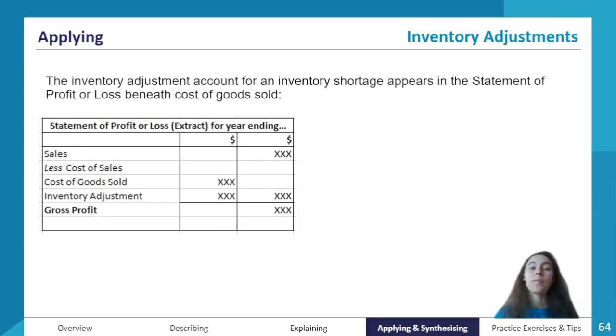And then the inventory adjustment for an inventory shortage appears in the statement of profit or loss beneath the cost of goods sold figure. So we've got sales at the top, then we've got that line that's just less cost of sales, which doesn't have any figures on that line, it's just like a heading. And then beneath that, we've got cost of goods sold and inventory adjustment for whatever amounts are relevant. And then that allows you to figure out the gross profit based on those figures.